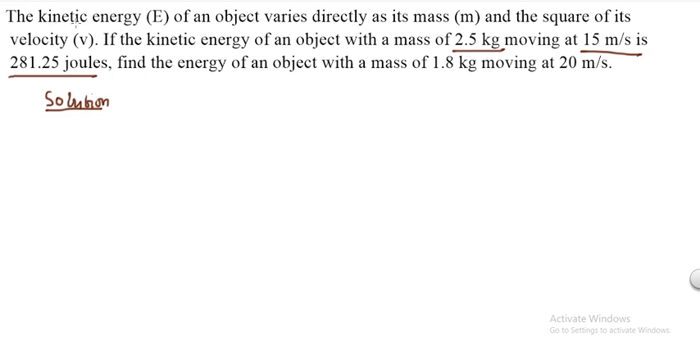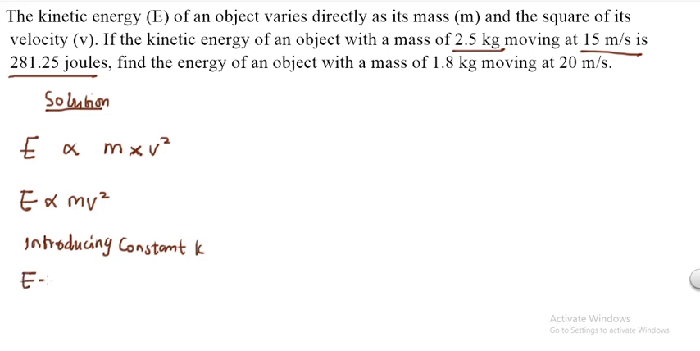So we are told that the kinetic energy, which is E here, varies directly as its mass. So to interpret that, you write varies directly, and the square of its velocity. So we multiply a variable directly as the mass and velocity square, so that the energy varies as mass like this. The first thing we want to do is to make this an equation. So to make this an equation, we simply introduce our constant K. So introducing constant K, the energy is then equal to kmv square.